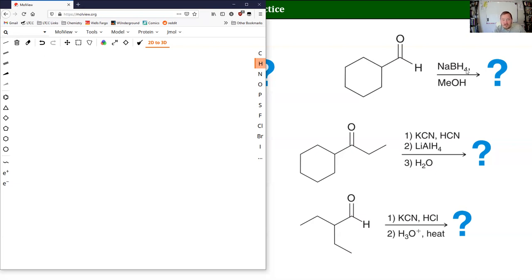If it's reacting with a hydride source, we're just going to reduce that carbon, not fully reduce it to all hydrogens. We're going to turn it to a primary alcohol. So our product would just look like this. Then we added a hydrogen here.